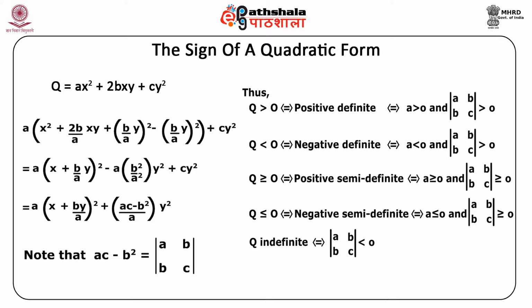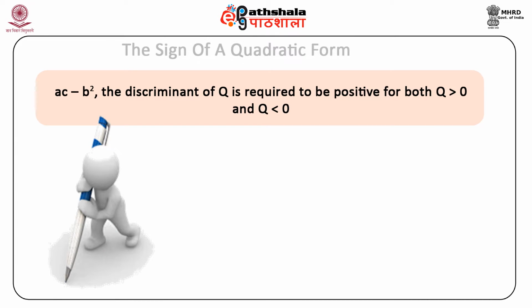Q is less than or equal to 0 implies negative semi-definite, which implies a is less than or equal to 0 and determinant of bc is greater than or equal to 0. Q is indefinite if determinant of bc is less than 0. Note that ac minus b square, that is, the discriminant of Q, is required to be positive for both Q greater than 0 and Q less than 0, that is, the quadratic form being positive and negative definite respectively.